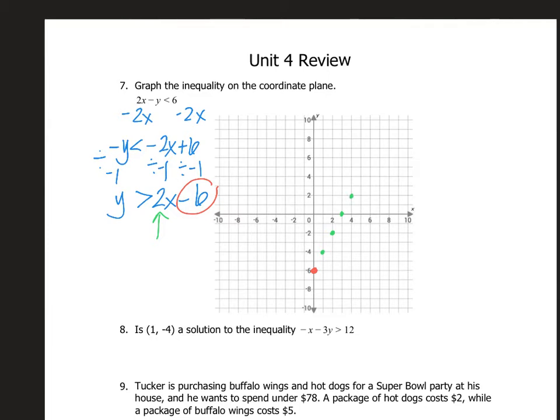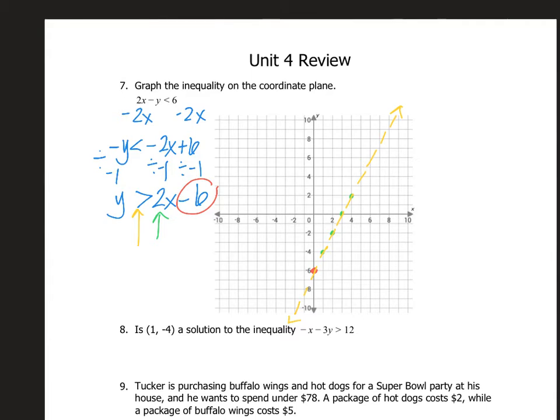now we need to figure out if our line is going to be solid or if it's going to be dashed. So since it does not have the little equal sign under it, it's going to be dashed. And basically what that means, and why that's important, is it means anything that falls on this line is not a part of the solution. So kind of like when we have an open circle on a number line, that number is not included.